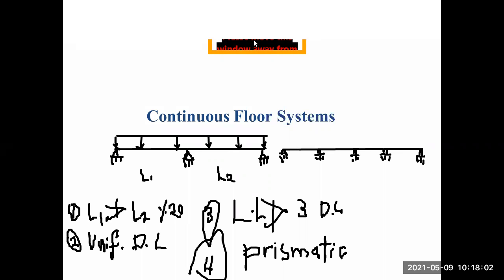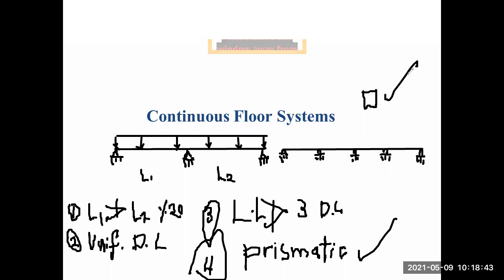So if you have a rectangular section or a square section, the cross section does not change from one length into another length. That is not allowed. It should be prismatic, which means that if it is square, then it has to be square all the way from the first span up to the end. They should be of the same cross section. That is prismatic, okay? That would make the floor system or the beam prismatic.